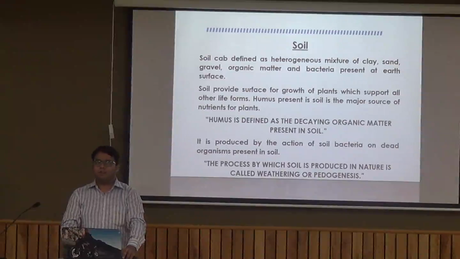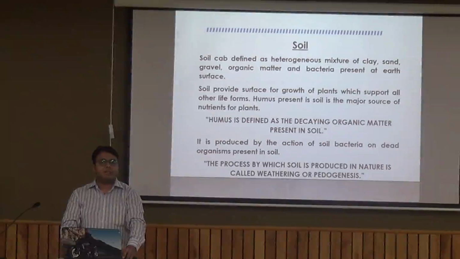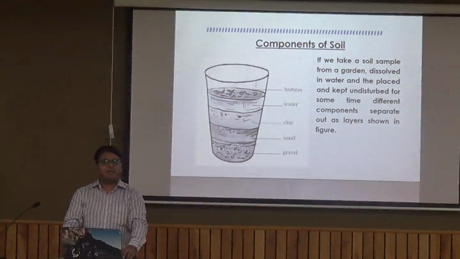Now how is soil formed? The process is called weathering or pedogenesis. This is the process by which soil is obtained in nature from the large rocks present on the hills and mountains. Components of soil. Now we discuss it through an activity.